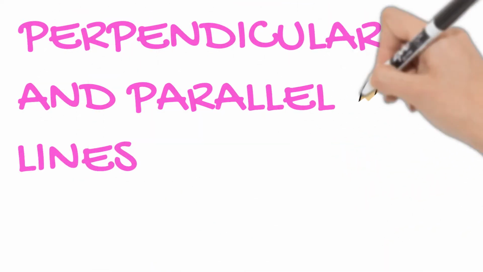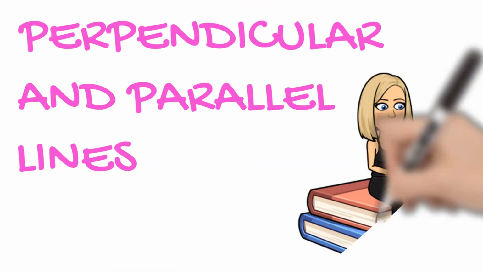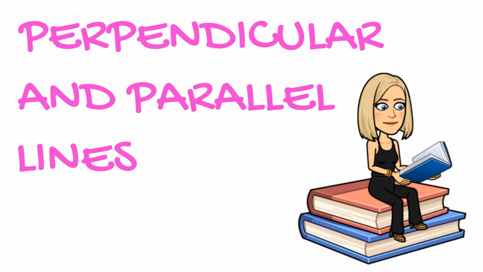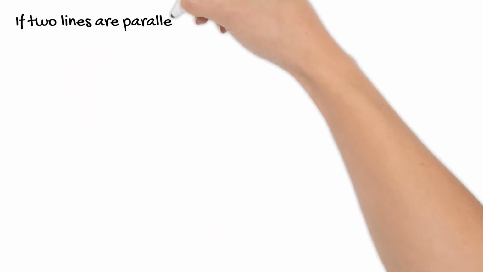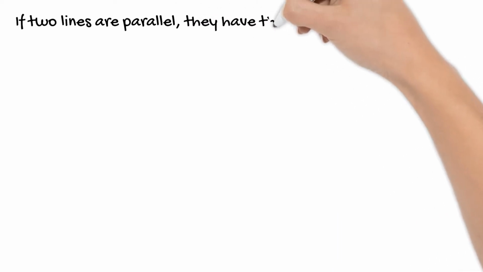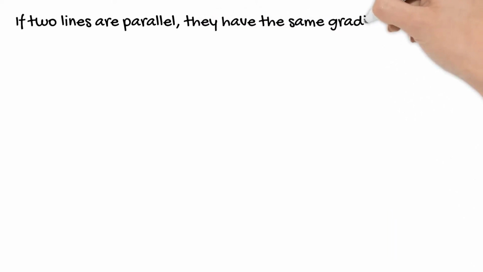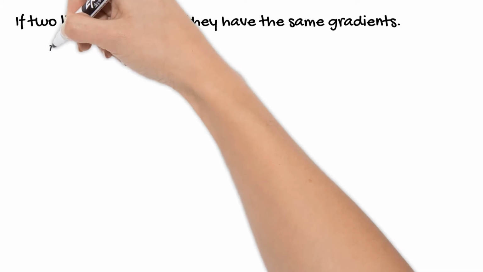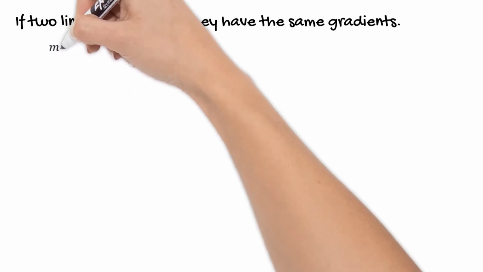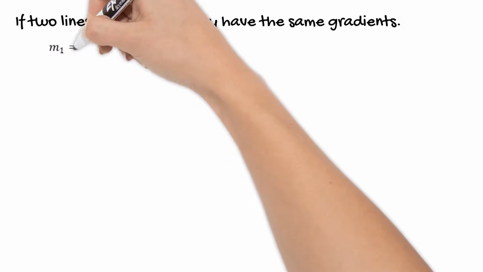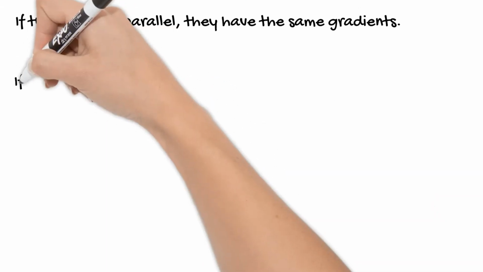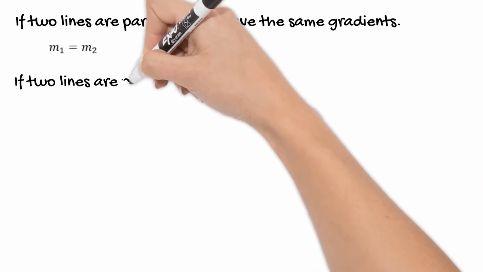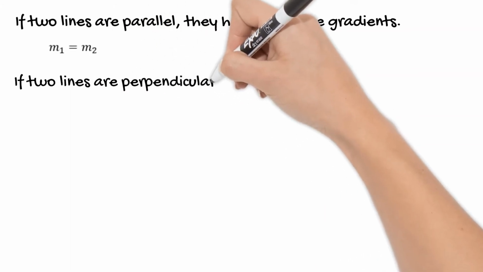Today we're looking at perpendicular and parallel lines on the Cartesian plane. So basically, if two lines are parallel on the Cartesian plane, what that means is that they actually have the same gradient. So they're at the same slope or steepness. So we would write this as m1, the gradient of the first line, is equal to m2, the gradient of the second line. So that's really quite nice and straightforward.